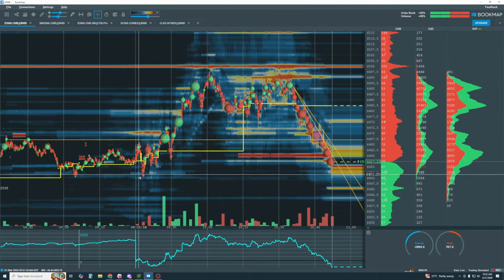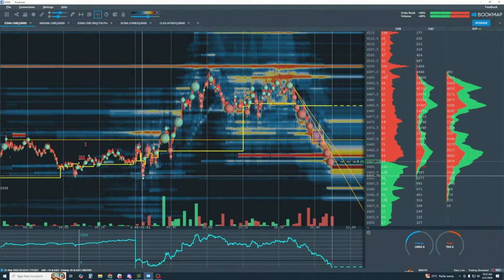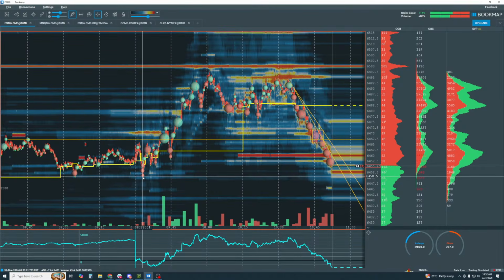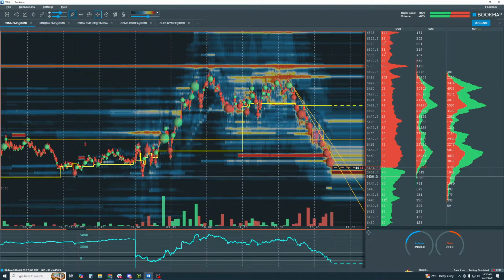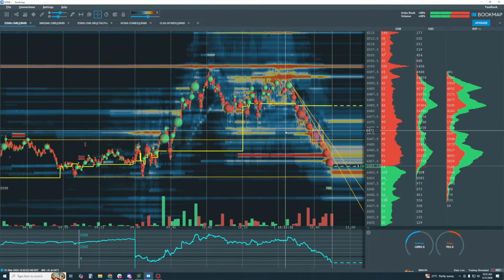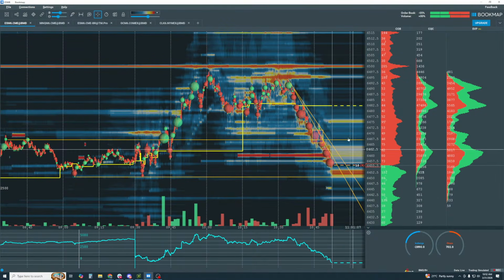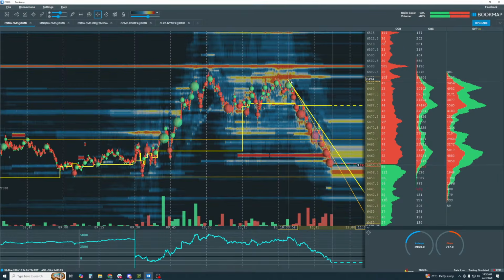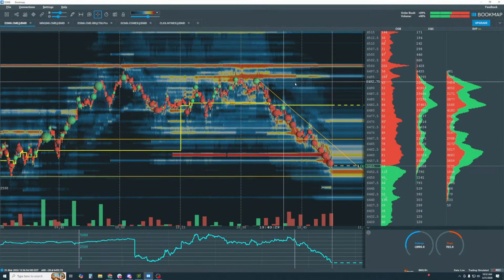Hey, look at this. Okay, so here's the swing low from the cash open. That's another key area here. It kind of coincides with this one over here, and it coincides with the figure as well, the 6450 figure here.